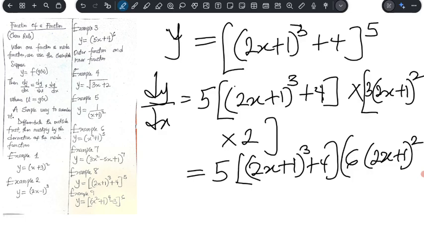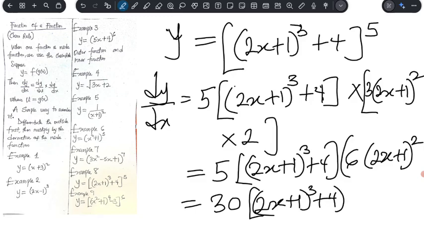So you have freedom to multiply 5 and 6. We have 30 onto (2x plus 1) raised to power 3 plus 4, you open a bracket, you close it, you open a bracket of (2x plus 1) all squared. So you can expand more than this. So you use the same idea to solve example 9.